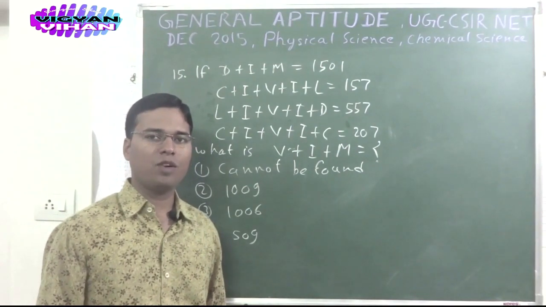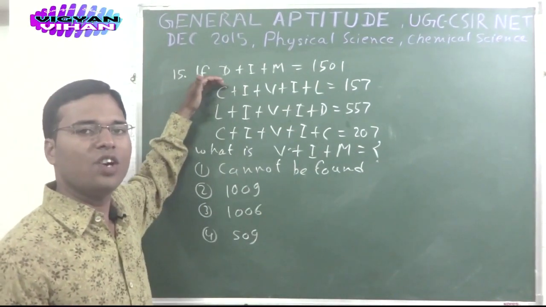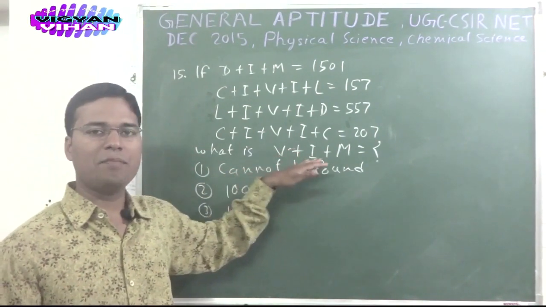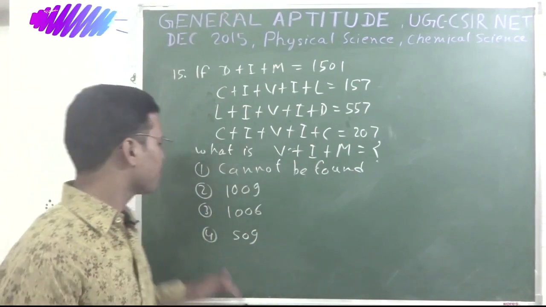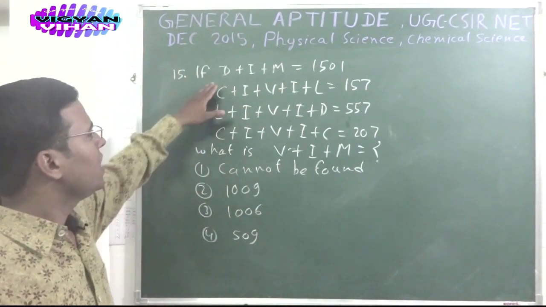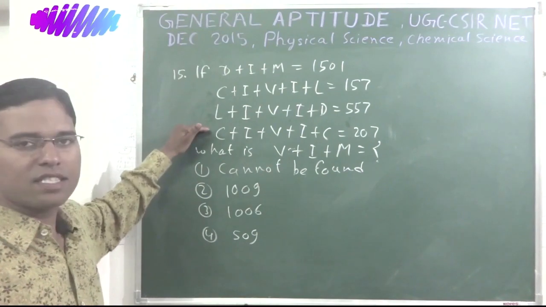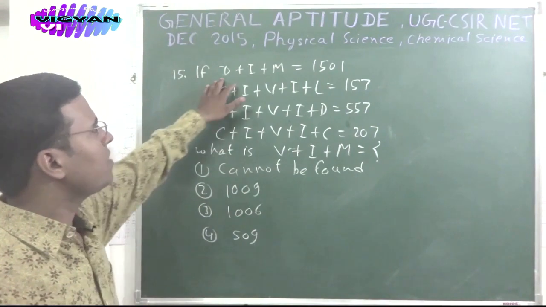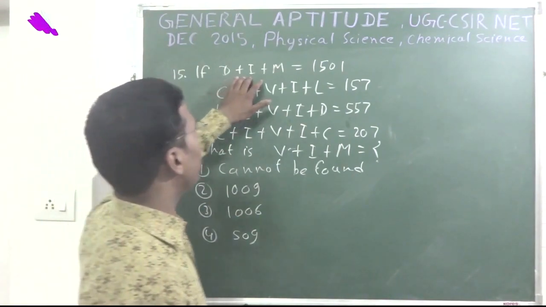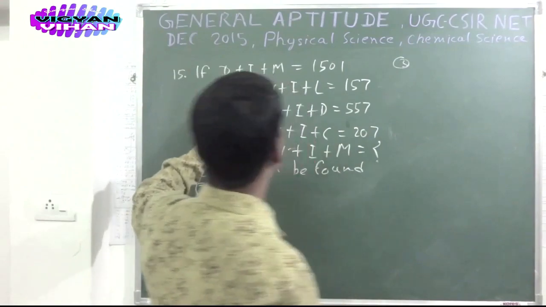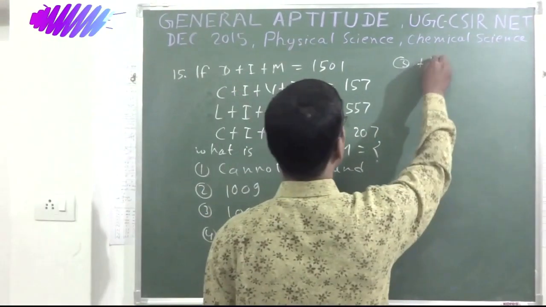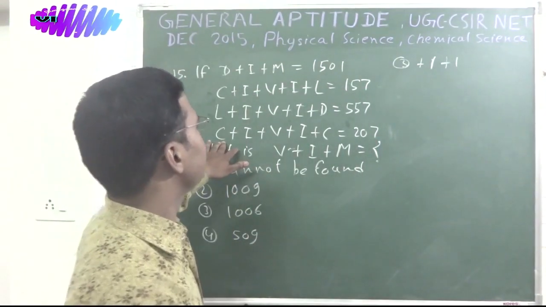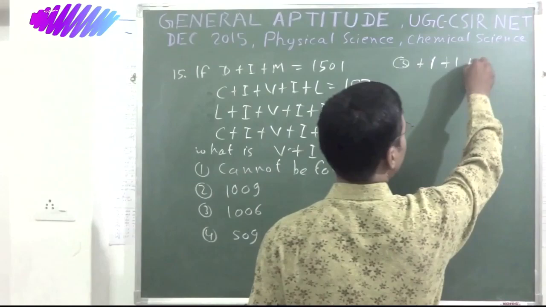Here is the last problem of this episode. Four linear equations are given, then we will have to find out what V plus I plus M is equal to. There are 4 options given. If we treat those equations as algebraic linear equations, in that condition, there are unknown quantities D, I, M. So 3, V also plus 1, L also plus 1, C also plus 1.